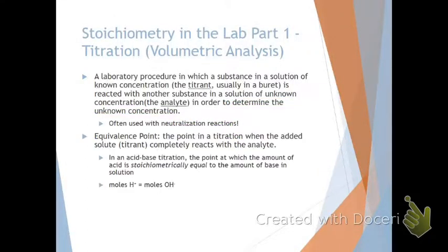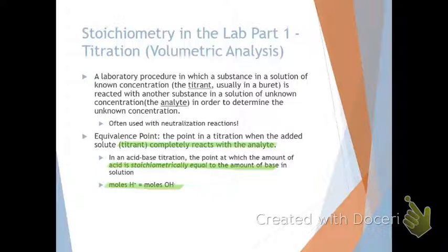We do this using the equivalence point. The equivalence point is the point in the titration where the added titrant has completely reacted with the analyte. So if we know how many moles of titrant we've reacted, we can figure out how many moles of analyte have reacted using the balanced chemical equation. When we're talking about acid-base titrations, this is where the amount of acid is stoichiometrically equal to the amount of base, or where moles of H+ is equal to moles of OH-.